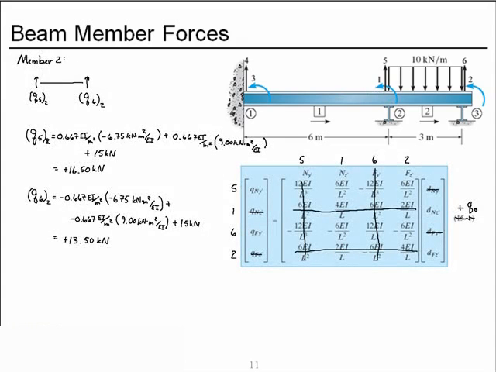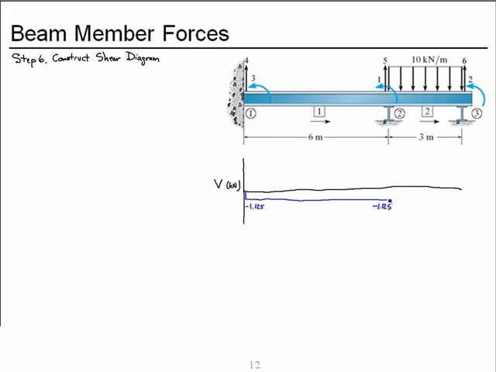In member 2, again, we drew our shears as both up at the left end. That's in the correct direction for an internal force diagram. On the right, it's the reverse direction. So our shear diagram will be at a positive 16.5 kilonewtons at the left end of member 2, and we reverse the sign, it'll be at a negative 13.5 kilonewtons at the right end of member 2.